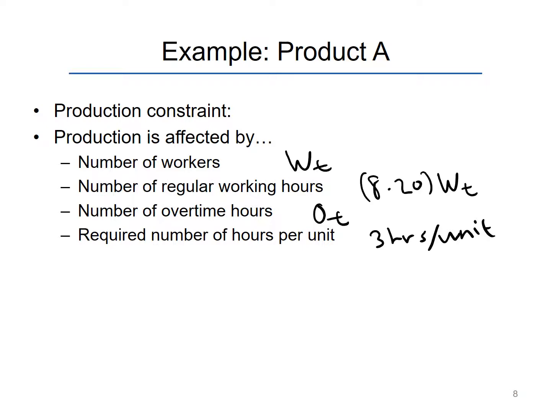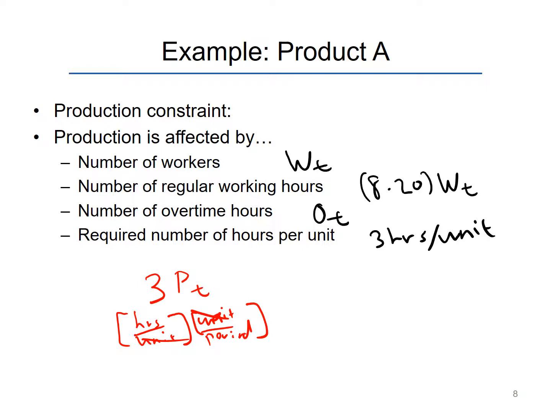A lot of times it's easy to do this by just looking at the units. So I know PT represents my production units, total production units. Every production unit requires 3 hours of my worker time. If you check the units on this, this is hours per unit, and PT is units per period. So units cancel, you're left with hours per period, or just hours.